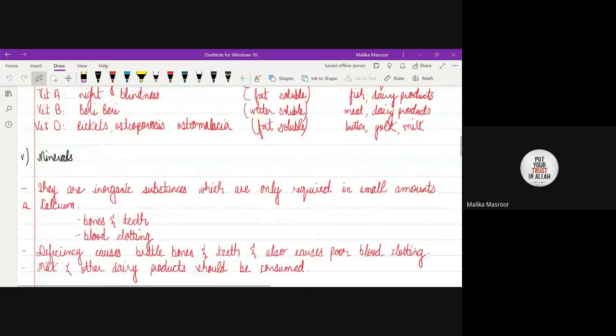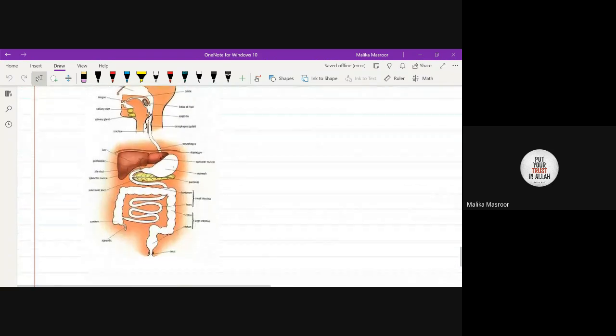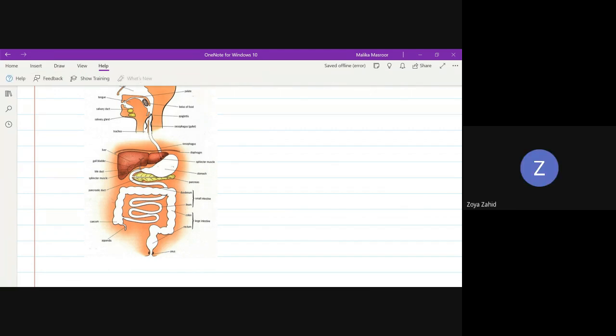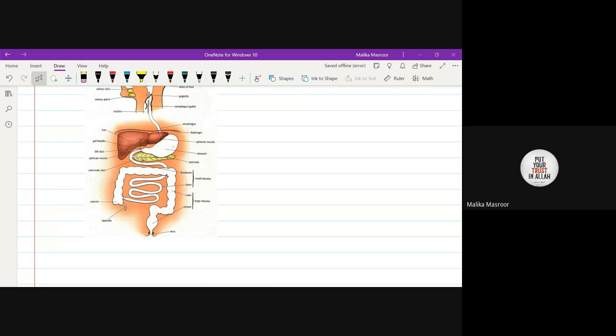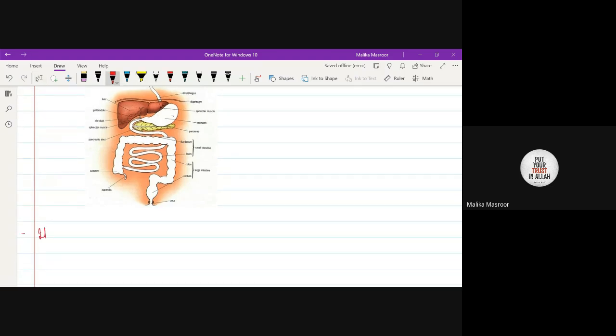Okay, alright. So, alimentary canal. Now, as you can see, according to the diagram, it's a long tube that is basically running from your mouth to your anus. Right? You agree? So it is a long tube, from the mouth to the anus.